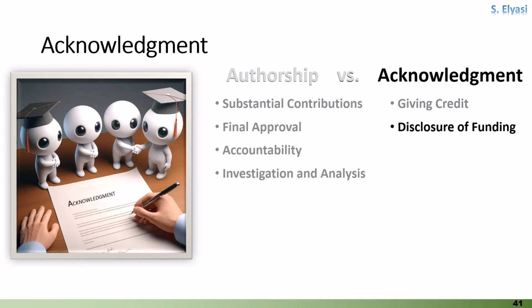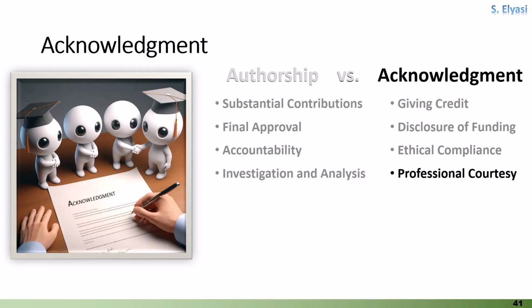Disclosure of funding. Acknowledging funding sources is essential as it highlights potential conflicts of interest and ensures transparency regarding the financial backing that supported the research. This is critical for the reader's understanding of the potential biases or influences that might affect the research outcomes or interpretations. Ethical compliance. Many journals and institutions require that all contributions and financial supports are disclosed as a part of ethical compliance in publishing. This helps maintain the integrity of the scientific record and ensures that all parties involved in the research are appropriately recognized.